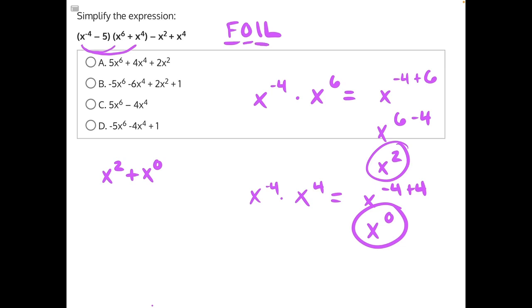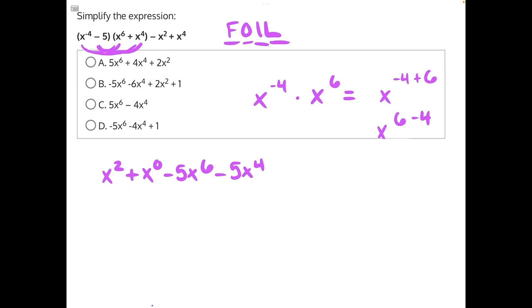Now we go to our inner terms, negative 5 times x to the 6th, which would just be negative 5x to the 6th. And then our last two terms, negative 5 times x to the 4, would be negative 5x to the 4. Now I'll make some room and we'll continue on from there. And now we just bring down the rest of the terms from the equation, minus x squared plus x to the 4th.